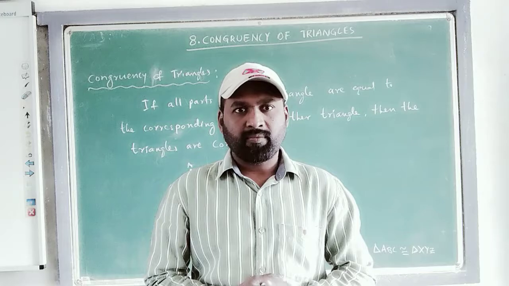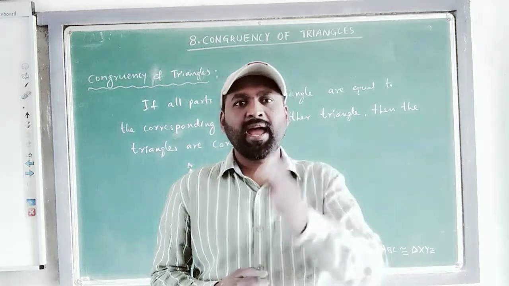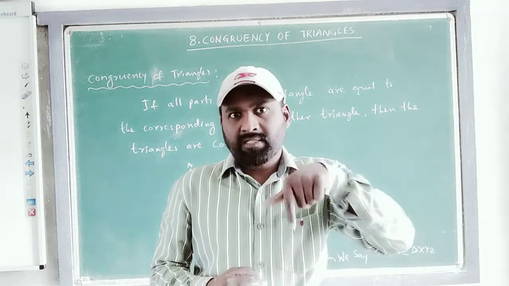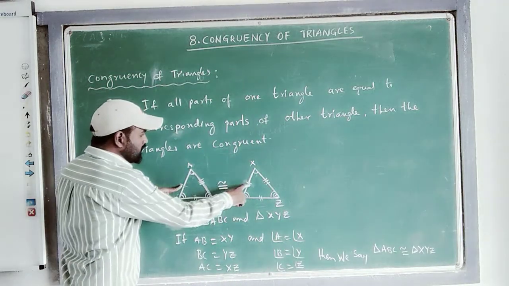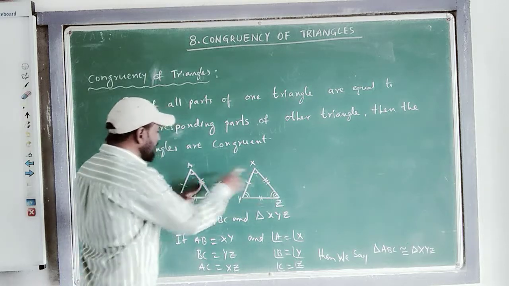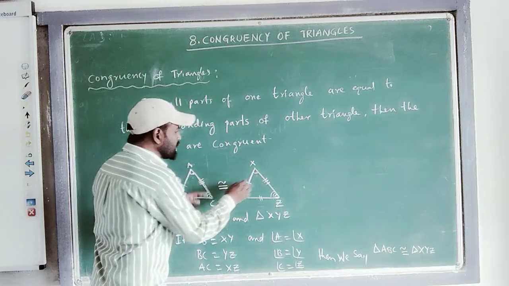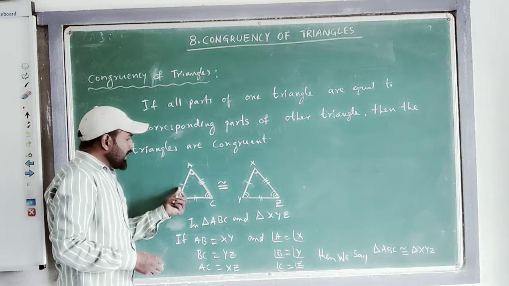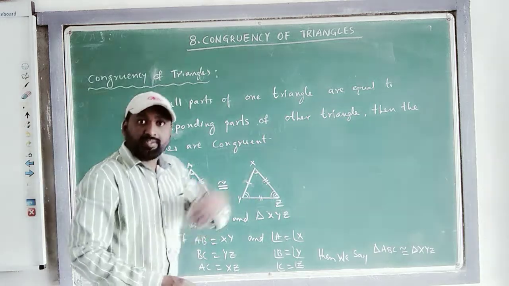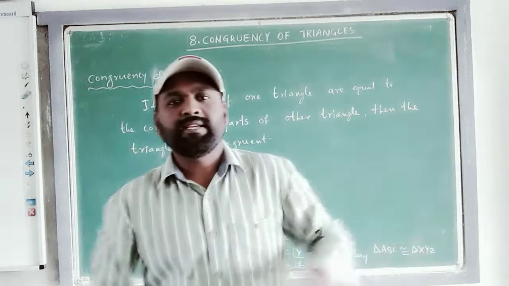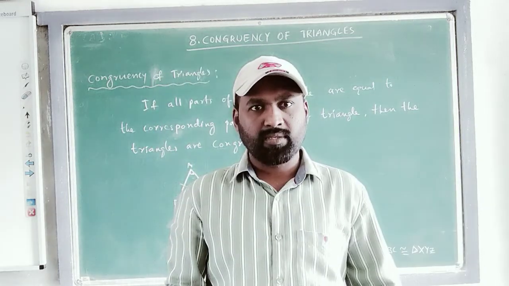Another rule is SAS. SAS means side, angle, side. Here the angle is included by the two sides. Suppose this side is equal to this side, and this side is equal to this side, and the angle included by the two sides is equal to the angle included by the two sides here. That means side, angle, side. That is called the SAS congruency rule.